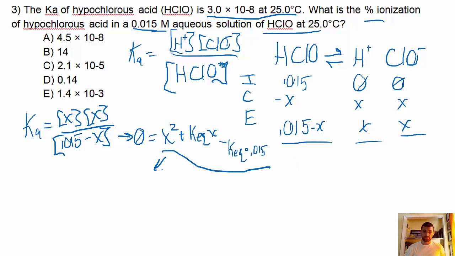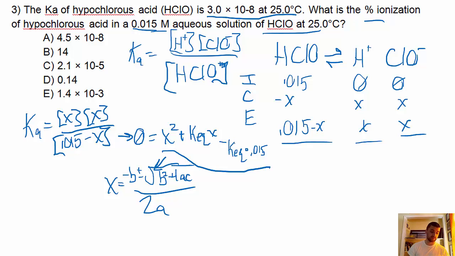We plug that into the quadratic formula, x equals negative b plus or minus the square root of b squared minus 4ac, all over 2a. You're going to get two answers, and only one of them makes sense mathematically for this situation. So you plug that in, solve for it, and you get x equals 2.12 times 10 to the minus 15. That's how much of it broke apart, ionized.